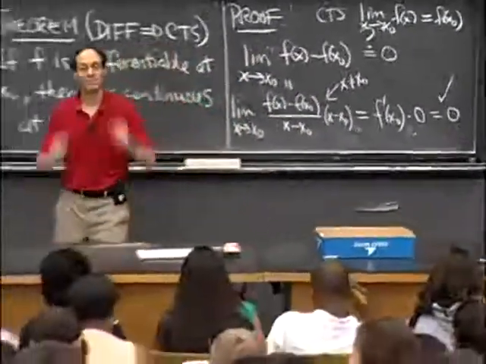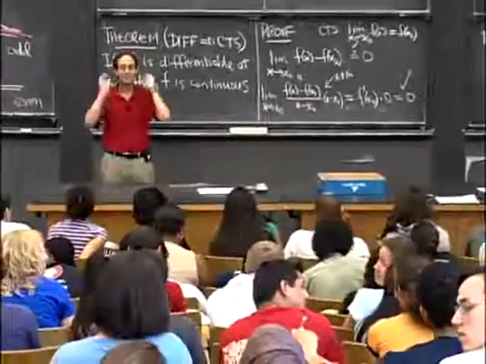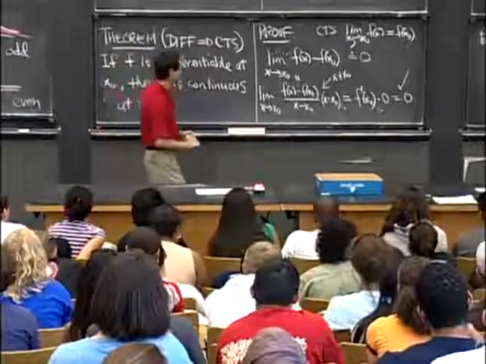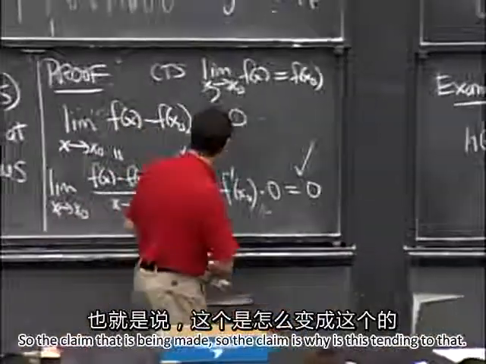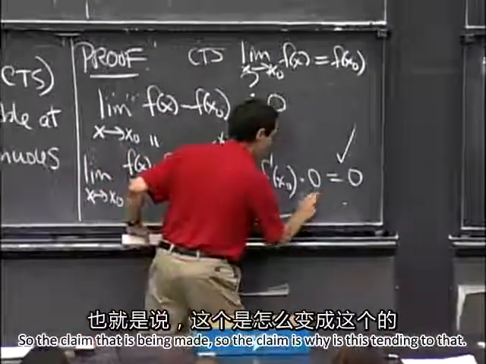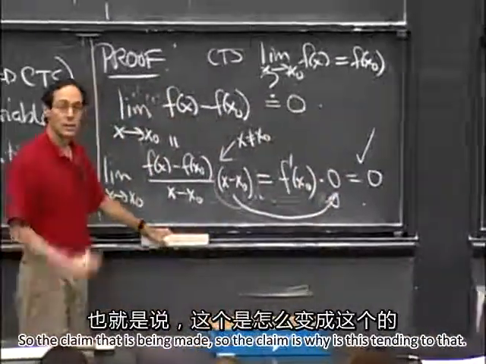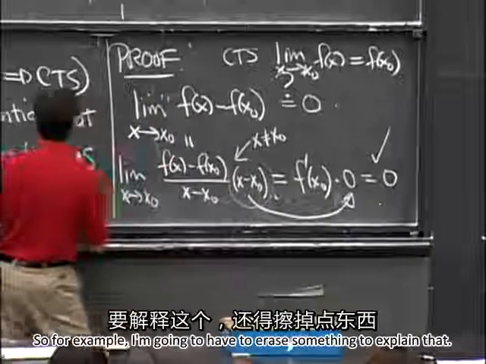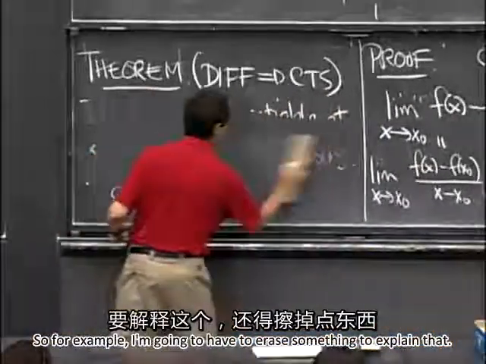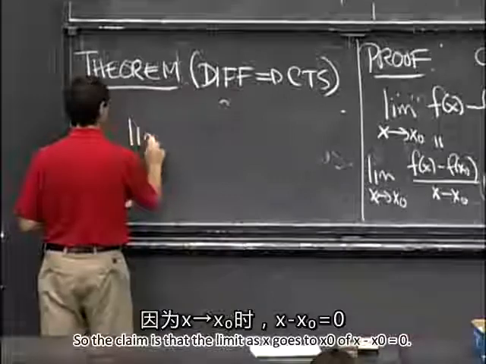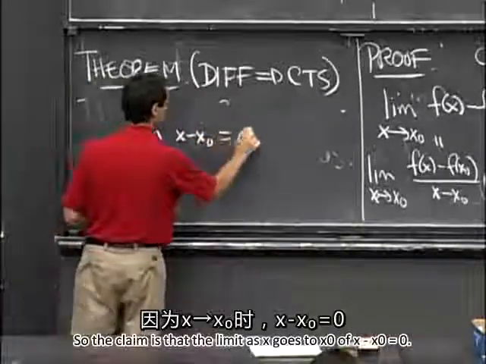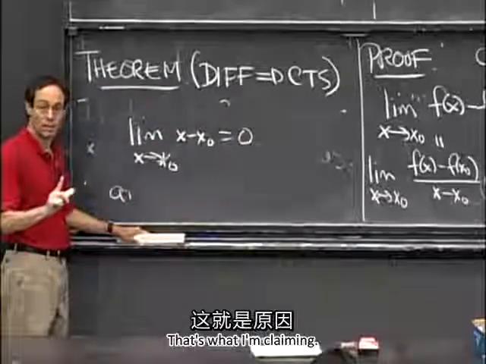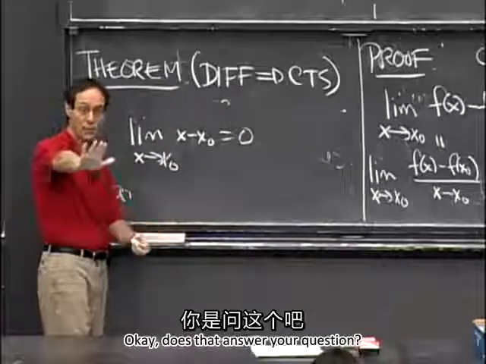Last question. How did we get the 0 from x minus x0? So the claim that's being made is, why is this tending to that? For example, I'm going to have to erase something to explain that. So the claim is that the limit as x goes to x0 of x minus x0 is equal to 0. That's what I'm claiming. Does that answer your question?